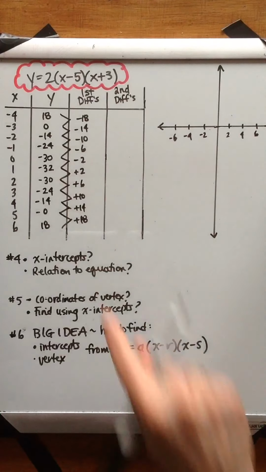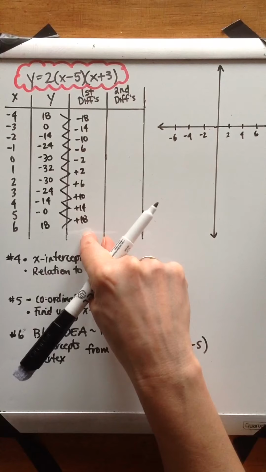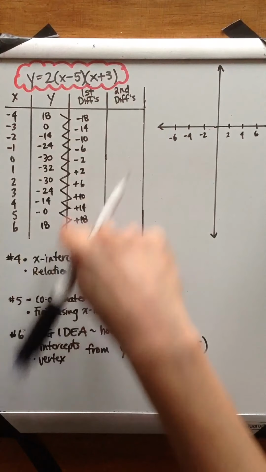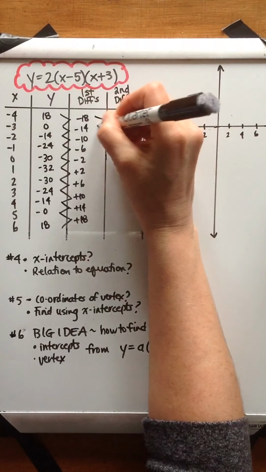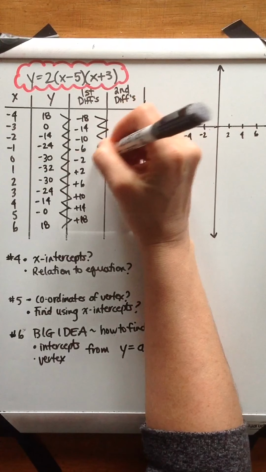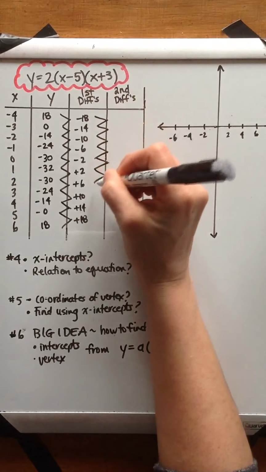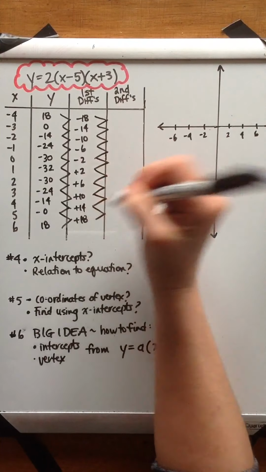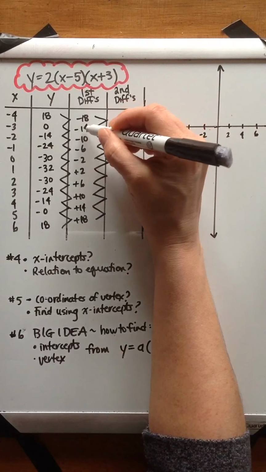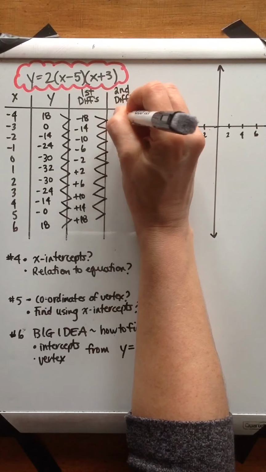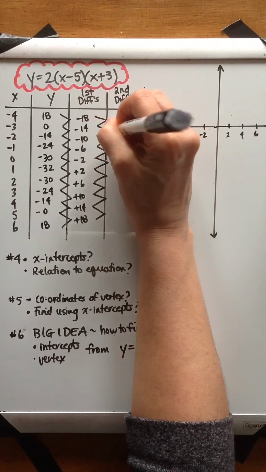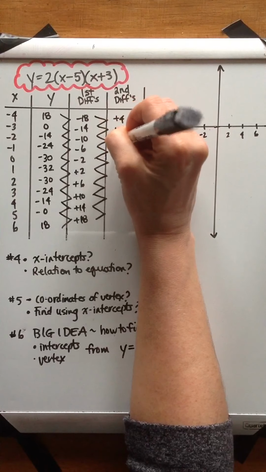If all these first differences were constant, we would know that this is in fact a linear relationship, but of course they're not. Let's try taking the differences of the differences, which of course is the second differences. And we notice that going from negative 18 to negative 14 is a rise of 4. And to go from negative 14 to negative 10 is also a rise of 4.